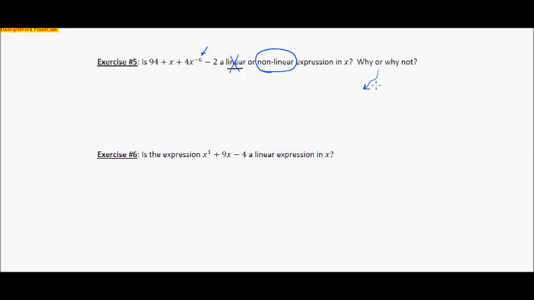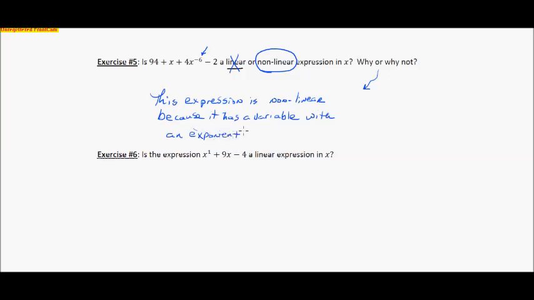Alright, and when they say why or why not, I can simply put this expression is non-linear because it has a variable with an exponent that is not a 1. Simple as that.